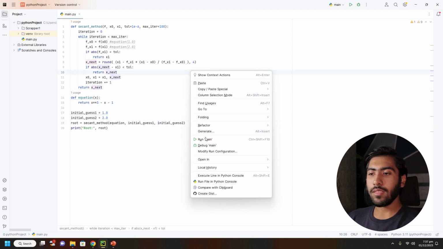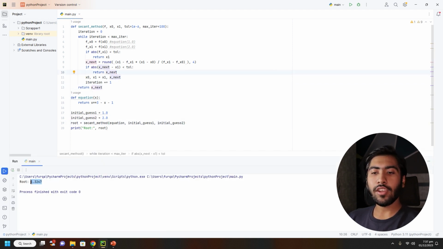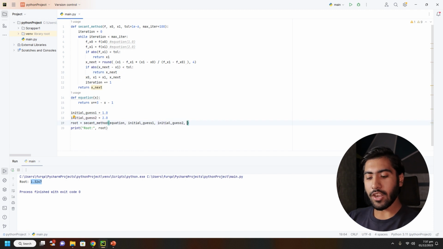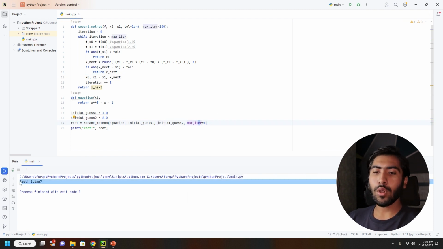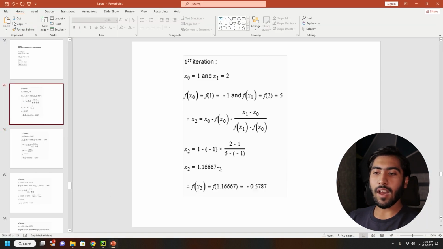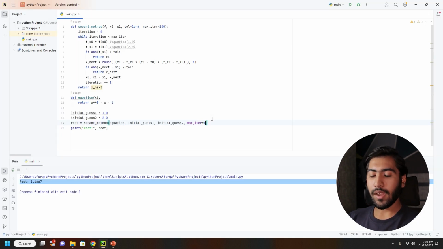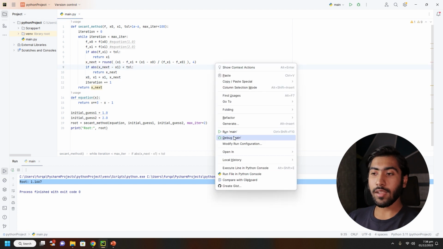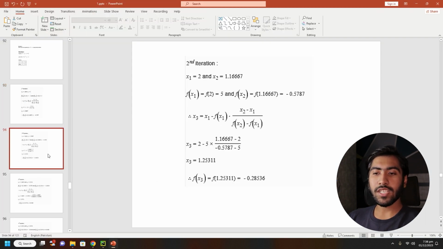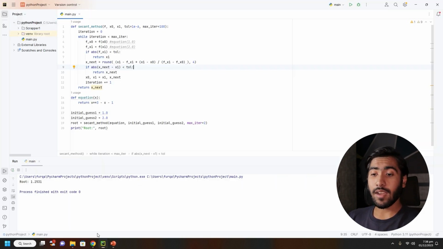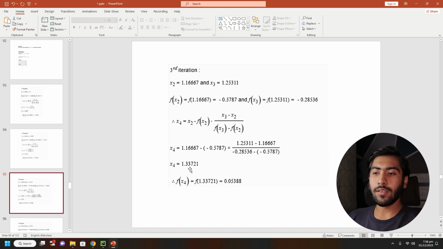So if I run this, it is giving me 1.3247, but you can set iteration as much as you want. If I set it to 1, then I get 1.1667, which is the answer of our first iteration. And if I put 2, then I get 1.25, which is the answer of our second iteration. And if I put 3, then yes, we got the answer of our third iteration, which is 1.337.